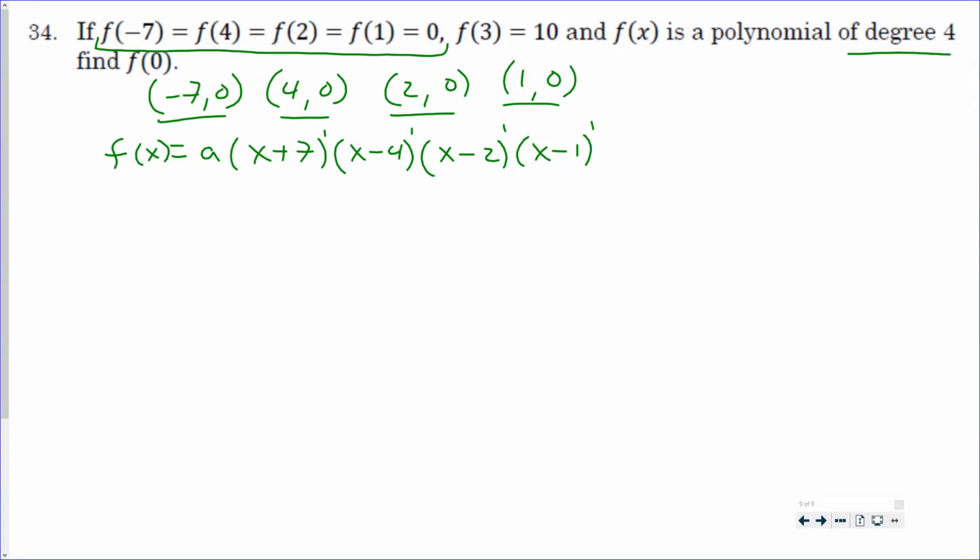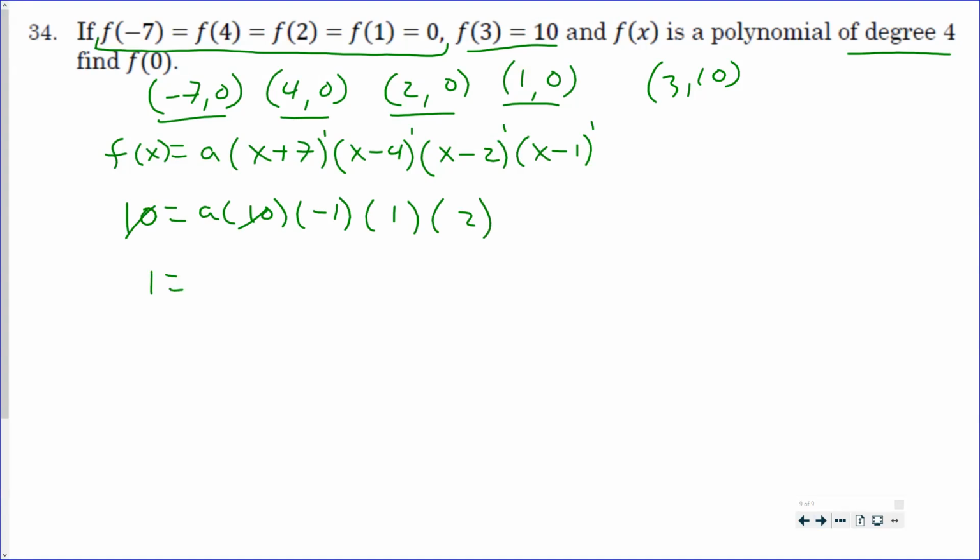And then from here, I'm also given a point, (3, 10). All I need to do is plug that point into the formula and solve for a. So 3 plus 7 is 10, 3 minus 4 is negative 1, 3 minus 2 is 1, and 3 minus 1 is 2. So these 10s cancel out. You're left with 1 equals a times negative 2, so a is negative 1 half.